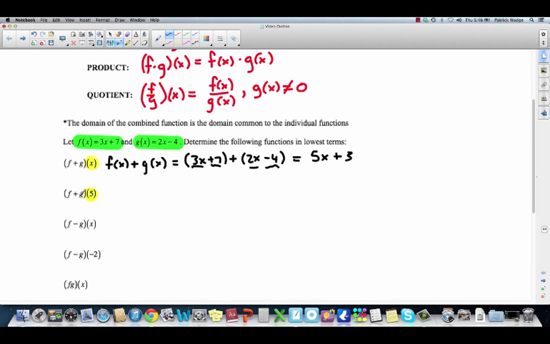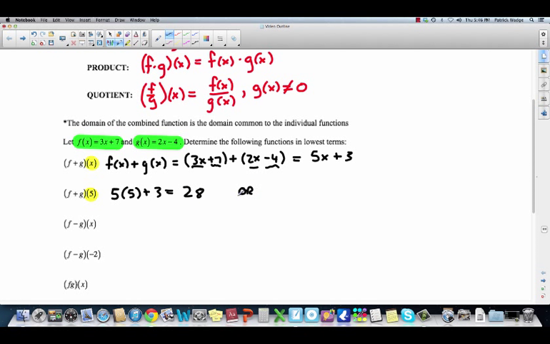But if it says f plus g of 5, you need to find out what does that equal? Like if x is equal to 5, what does that equal? So there's two ways you could do this. One way is to do exactly what we did here, all these steps, and end up with 5x plus 3, and then substitute that 5 into x. So you'd get 5 times 5 plus 3, which equals 28.